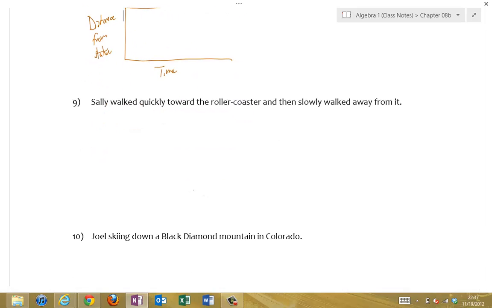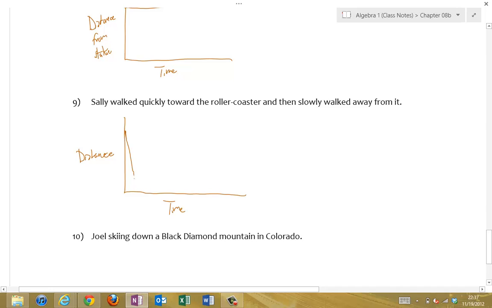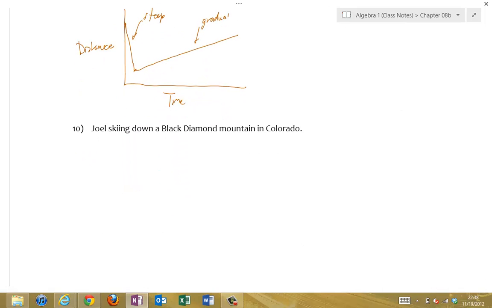You have an example. Sally walked quickly toward the roller coaster and then slowly walked away from it. So she's running to the roller coaster. As time passes, Sally's excited. Here's the distance from the roller coaster. And so she's walking quickly. Maybe she's getting closer to the roller coaster. Quickly. And then up. Just kidding. Now I'm going to start walking slowly away from it. As long as we talk about this being a steep slope and this being a gradual slope, then this makes sense. Let's fix the writing on that. Okay, there's a little bit of a delay when I write, when I'm not recording, so it's not pretty.